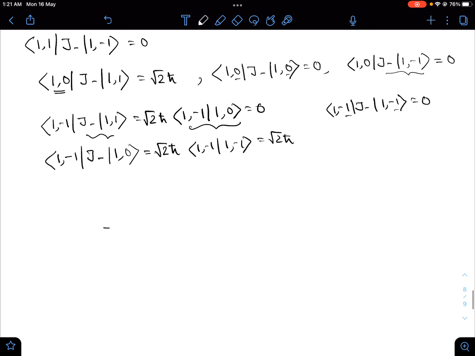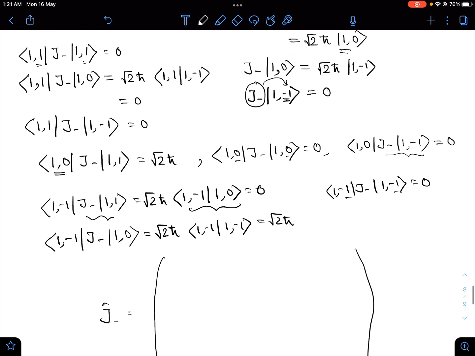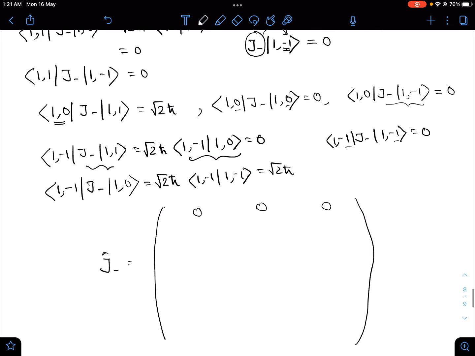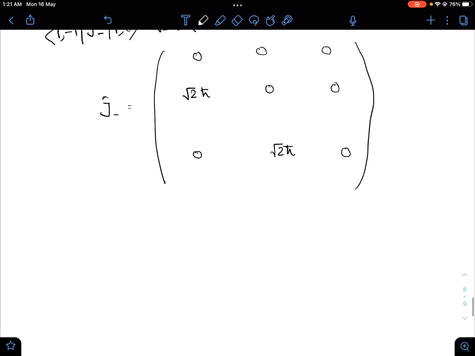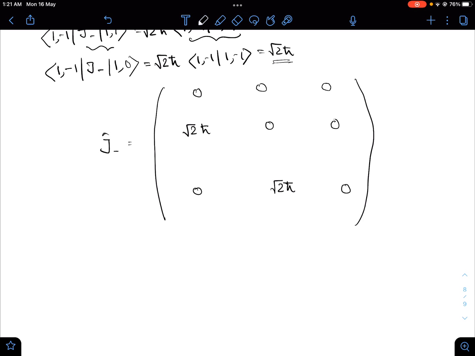So what is our j minus matrix? So the j minus matrix we can write as: all the elements of the first row are 0, and in the second row we have our first element to be root 2 h cut, and the second and third to be 0, and in the third row we have the first one to be 0, and the second term we have as root 2 h bar, and we have here 0. So this is the matrix representation of j minus.